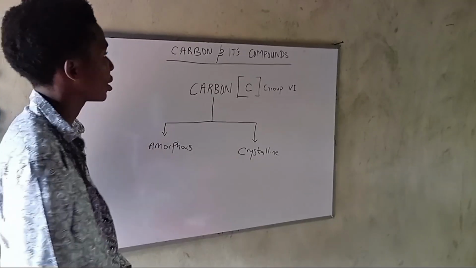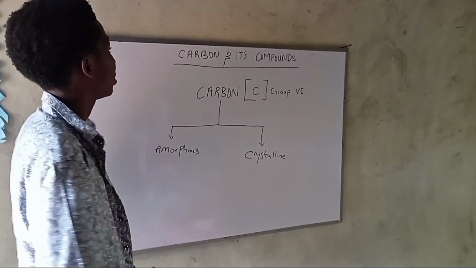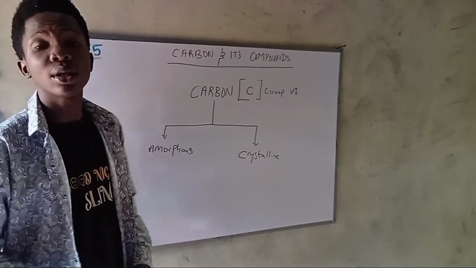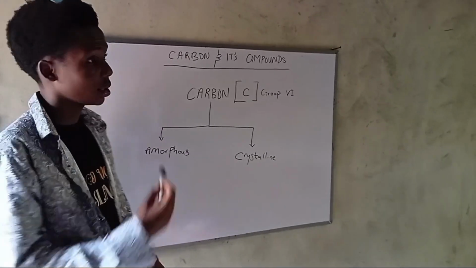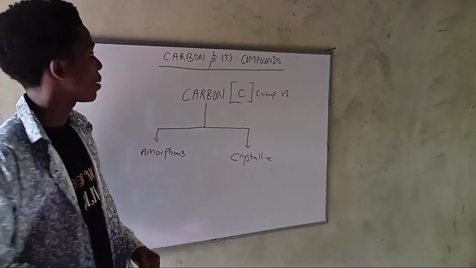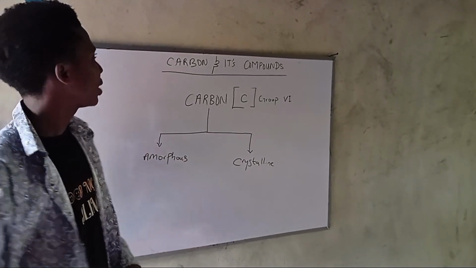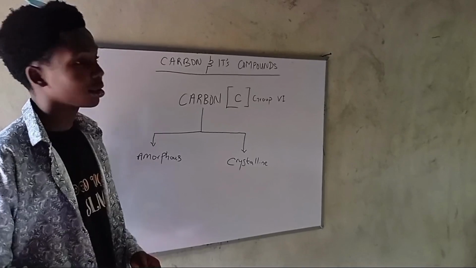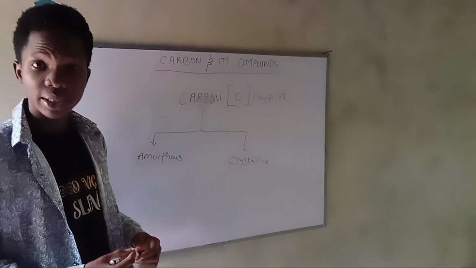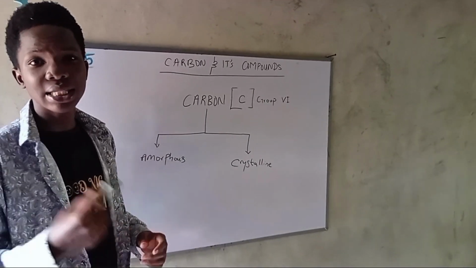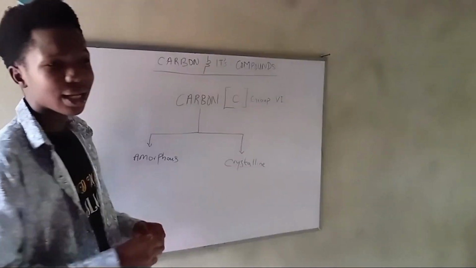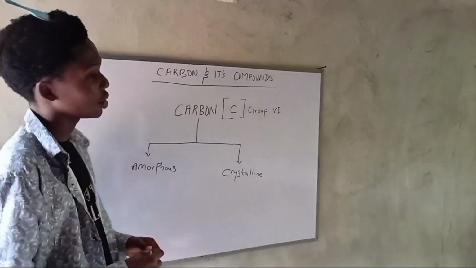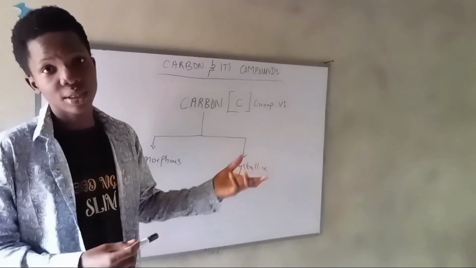Good day, my fellow Chemilites. Today I'm going to be teaching you carbon and its compounds, and I will try to tell you everything you need to know about carbon and its compounds. First of all, if you hear the word carbon, what comes to your mind is an element. Carbon is a non-metal. In the periodic table, carbon is in group 6.